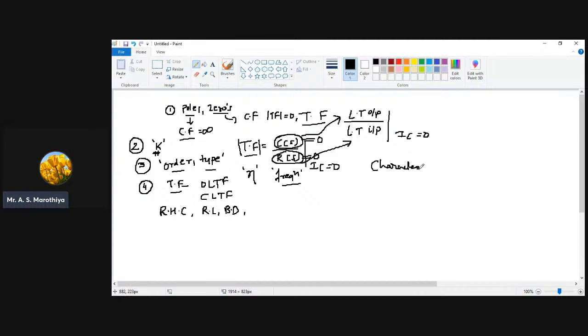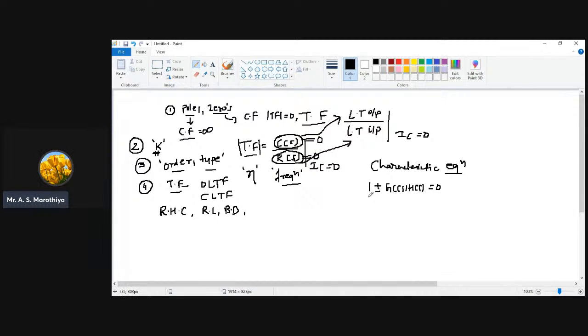Characteristic equation. Actually, the characteristic equation for a closed loop transfer function is nothing but 1 plus minus G(s) H(s) equals 0. For a negative feedback system, it is going to be plus. For a positive feedback system, it is going to be minus. So 1 plus minus G(s) H(s) equals 0.